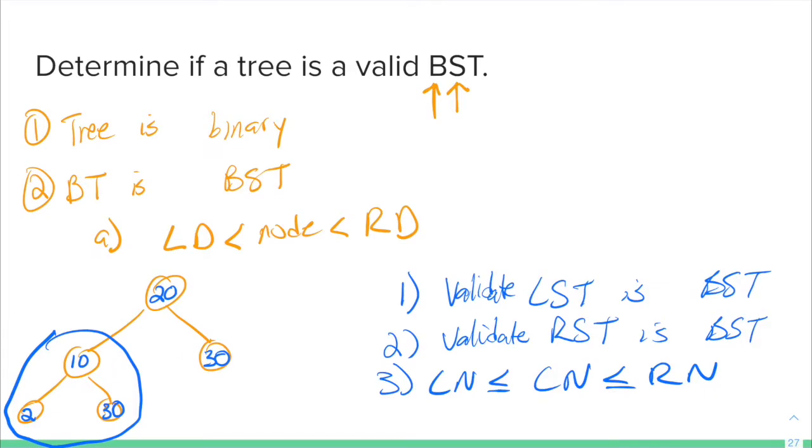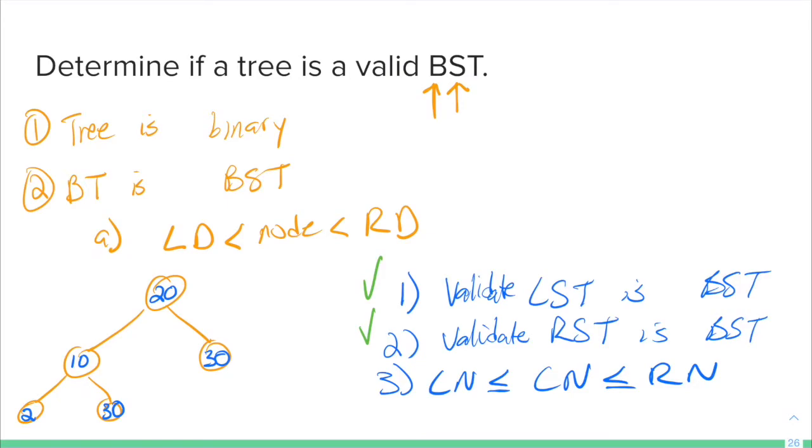That is a valid binary search tree. This right node actually is not a right subtree, so we wouldn't need to check it. So first one passes, second one passes. And our last check here is to determine if the left node is less than or equal to the current node, and the current node is less than or equal to the right node.